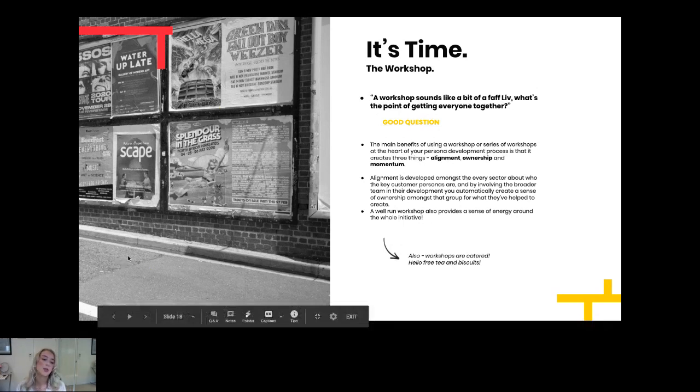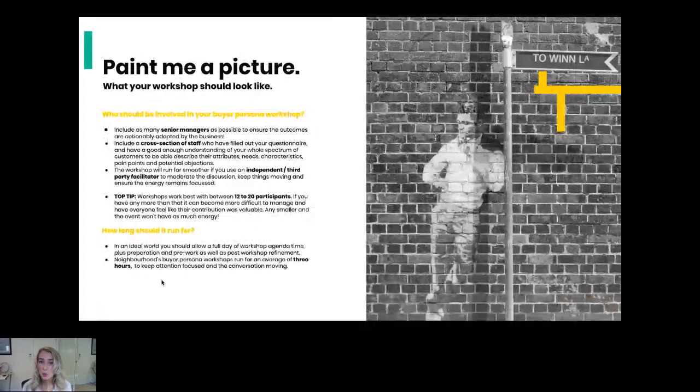So what should your buyer persona workshop look like? This is a good question because it can be quite hard to envisage. In terms of who should be involved, you need to include as many senior managers as possible to ensure that the outcomes of your workshop are actionably adopted by the business. It's all well and good just having it there and flailing it around, but how are you actually going to implement it? You need the big cheeses of your company to be implementing that for you.